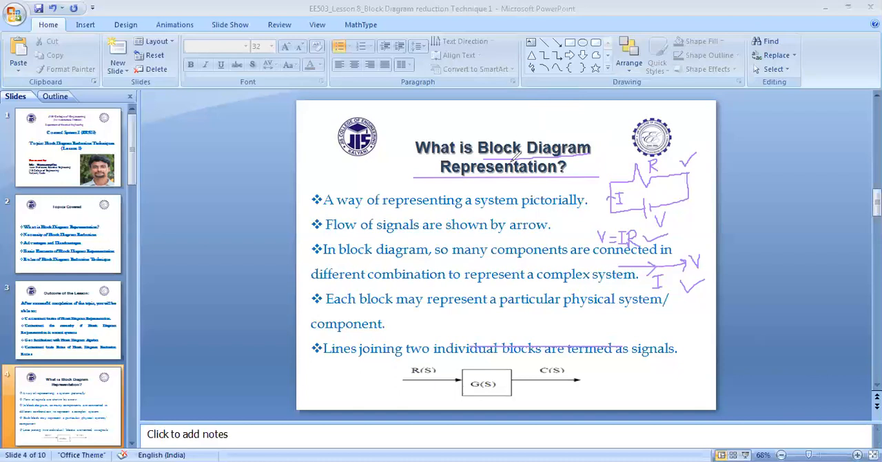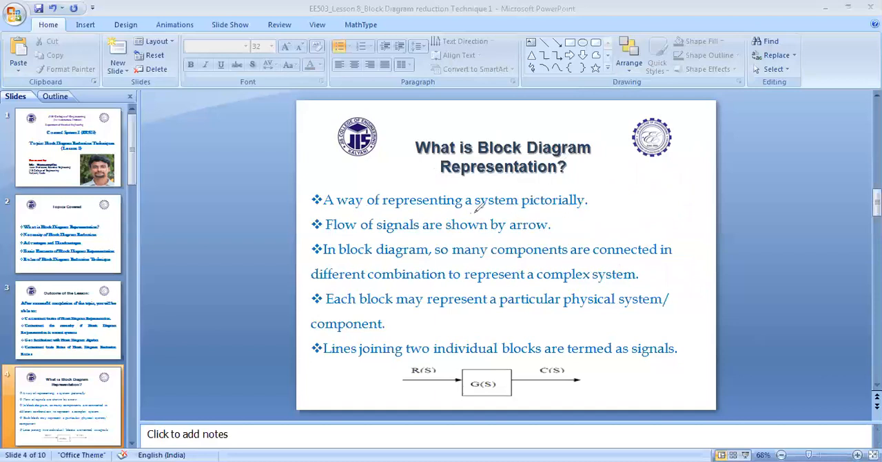By using such a representation technique, we can effectively analyze any complex control system, its behavior, transient or steady state behavior. All this can be analyzed using the block diagram representation technique. So what are the basics of block diagram representation? That we'll be discussing under this slide.